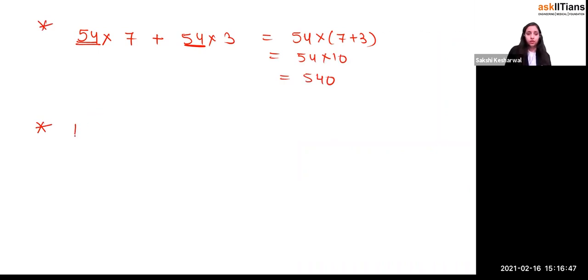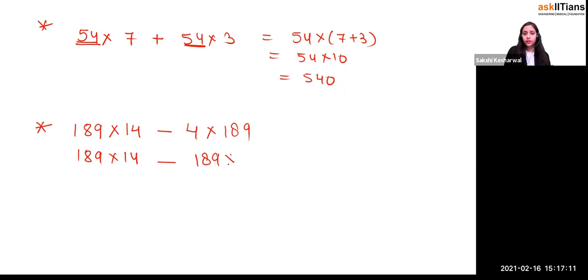As I wrote, 189 multiplied by 14 minus, you can use the commutative property, minus 4 into 189, right? So you just see that we have already learned that the commutative property is applicable for multiplication. So if you're getting confused, please write in a sequence, right? So it's written 189 into 14. If you get confused, it is written what? 189 into 4, right? Now can you take 189 as common?